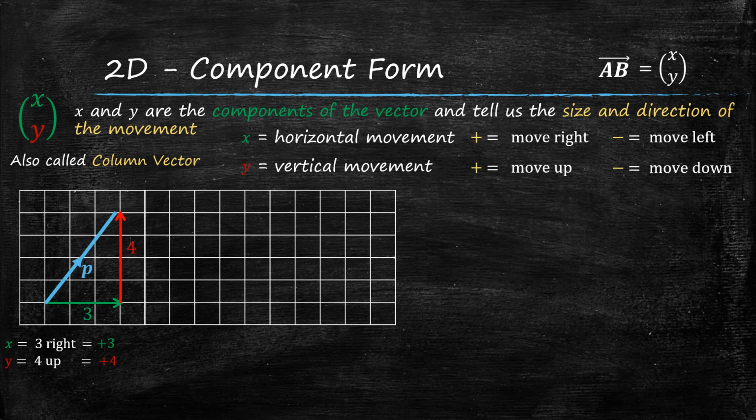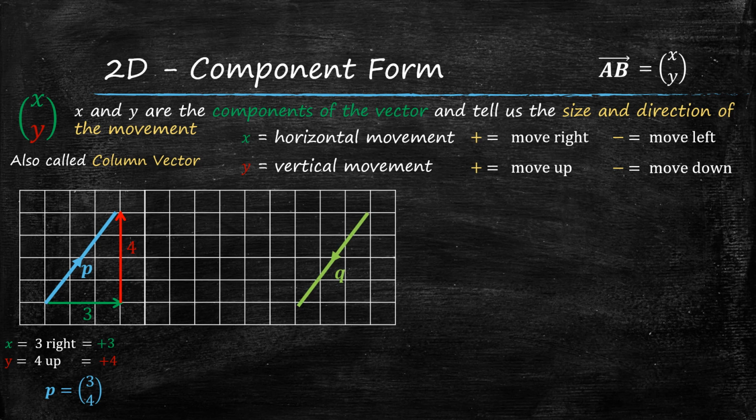Remember that movements to the right for the x direction are positive and movements up the way in the y direction are also positive. So we would say the vector p is (3, 4). We don't need to show the positive sign, it's inferred. So the vector p in component form is (3, 4), and we know that it's a movement of 3 in the horizontal direction and a movement of 4 in the vertical direction.